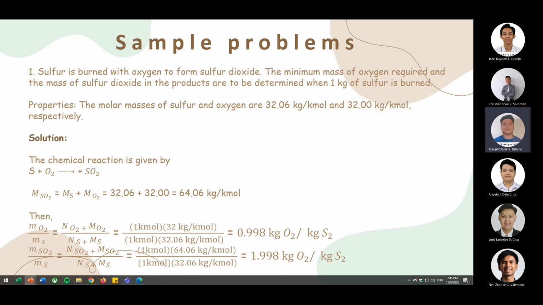Next is the mass of sulfur dioxide over the mass of sulfur. It is equal to the given mass of sulfur dioxide times the molecular weight of sulfur dioxide, divided by the given mass of sulfur times the molecular weight of sulfur. It will give us 1 kilomole times 64.06 kilogram per kilomole divided by 1 kilomole times 32.06 kilogram per kilomole. This will give us 1.998 kilogram sulfur dioxide per kilogram sulfur. So that is the answer for sample problem number 1.